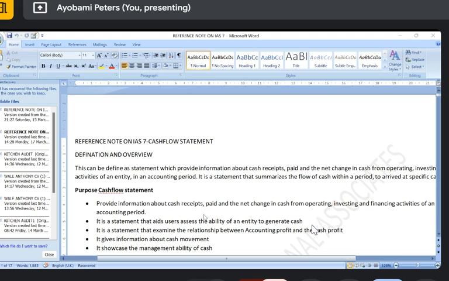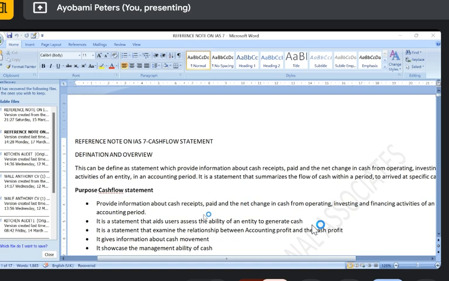So, like I said, we're looking at IFRS for those that are just joining us afresh. And that's the cash flow statement. It is one of the topics you need to cover, and you should expect questions from it in your exam.